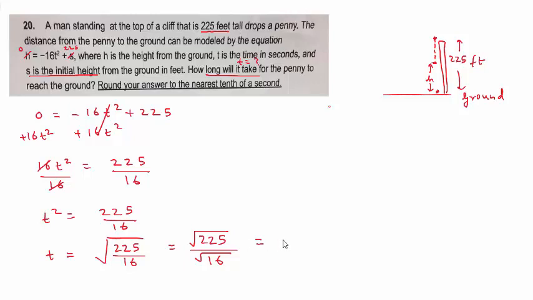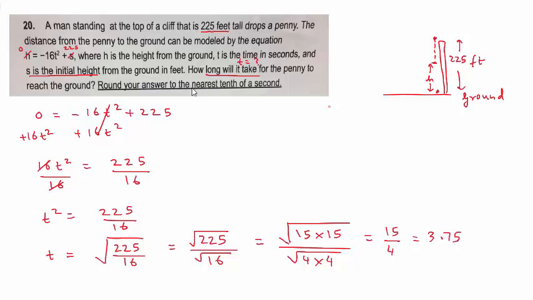Now 225, you can try and factor 225. You can write this down as 15 times 15. You can try that out. And 16 is nothing but 4 times 4. In fact, you know the square root of 16 is going to be 4. So this is 15 over 4. And 15 divided by 4 is 3.75.